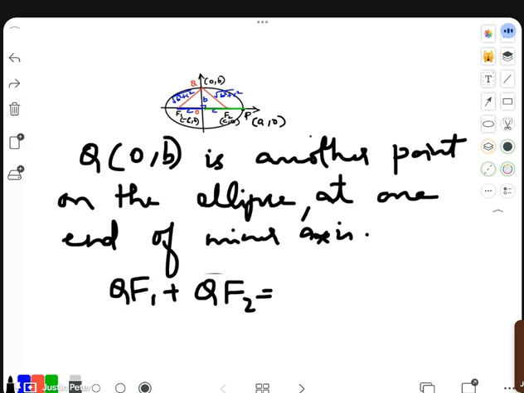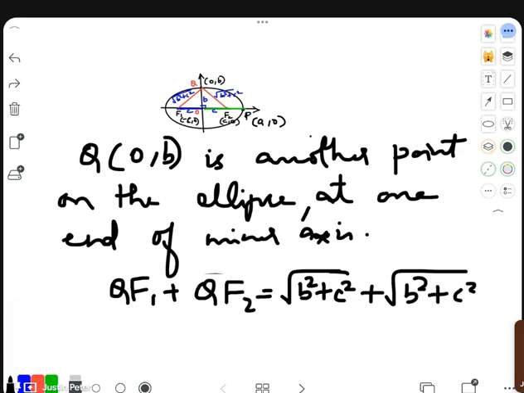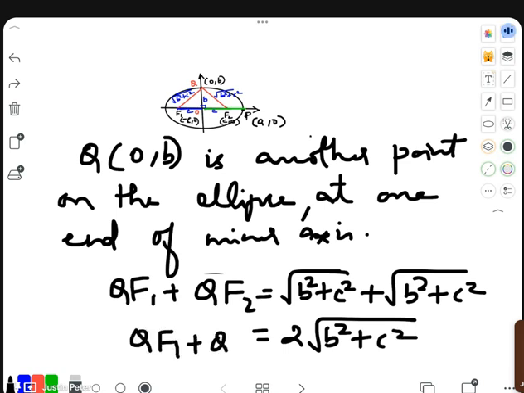So let's try to find the value of QF1. What is QF1 now? We've already calculated: root of b square plus c square. Exactly. Plus another QF2 is also the same thing, which is what now? 2 times root of b square plus c square. Correct?